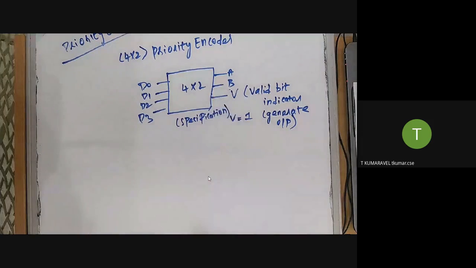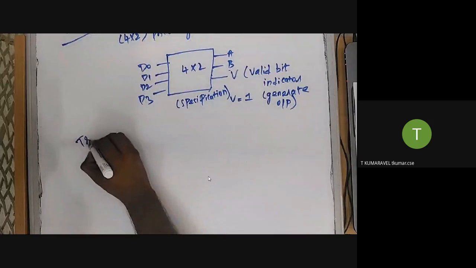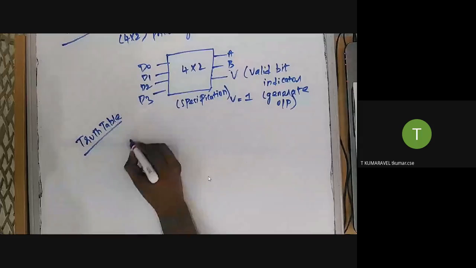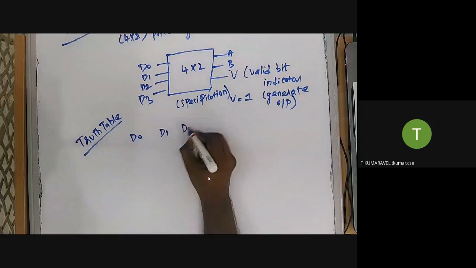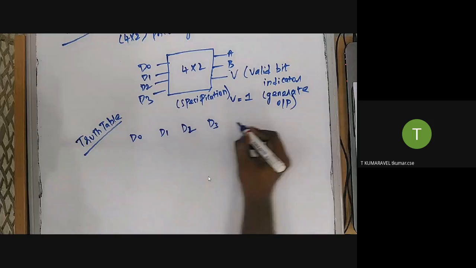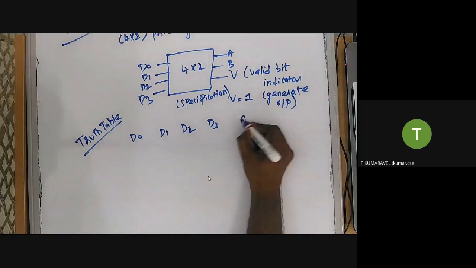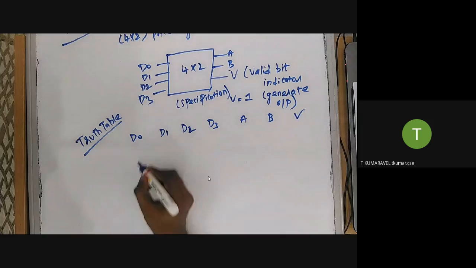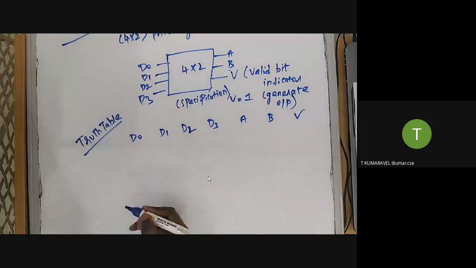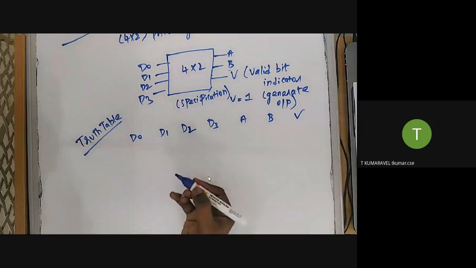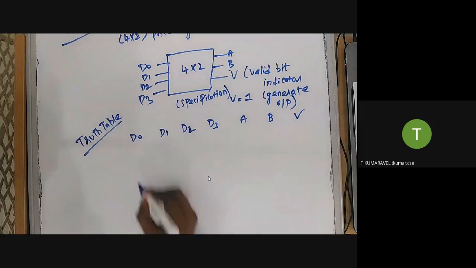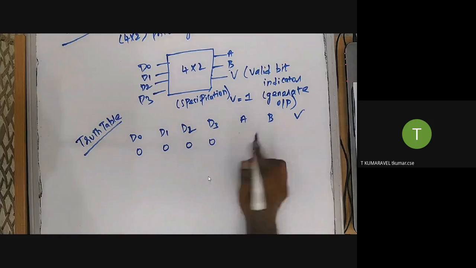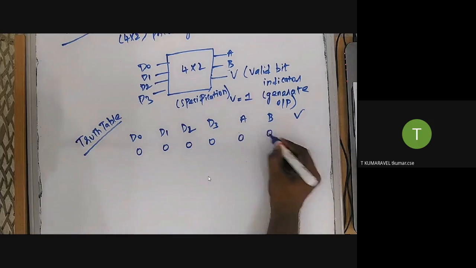Truth table. Four input combinations are available: D0, D1, D2, D3, and it's going to generate the outputs A, B, and V. Here four input bits are available. Initially, all the bit values are 0. Obviously, it's going to generate the output value equal to 0.